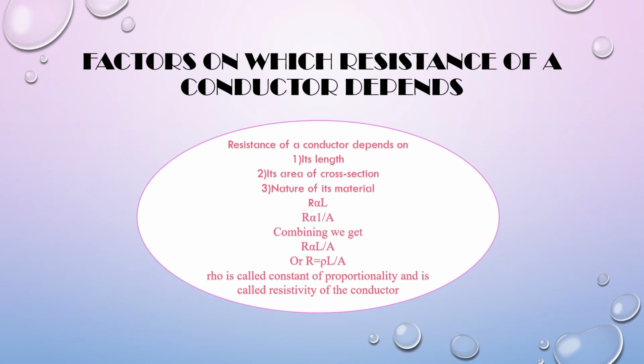Now, the next topic is factors on which the resistance of a conductor depends. The resistance of a conductor depends on its length, its area of cross section, and the nature of its material. You can say R is proportional to L, and R is proportional to 1/A. On combining, we get R is proportional to L/A, or R = ρL/A, where ρ is the constant of proportionality and is called the resistivity of the conductor.